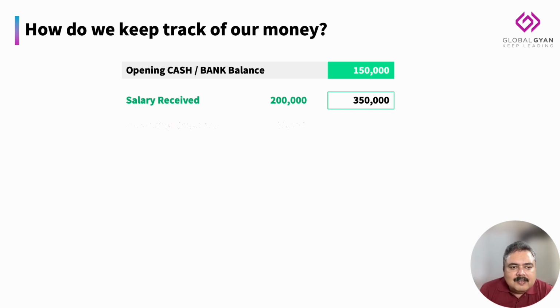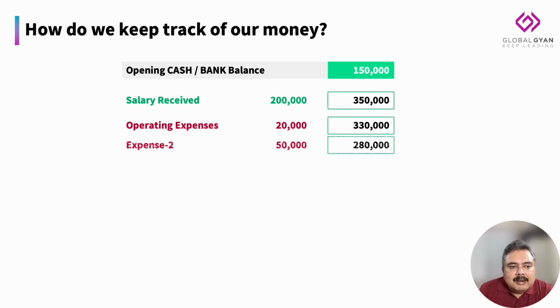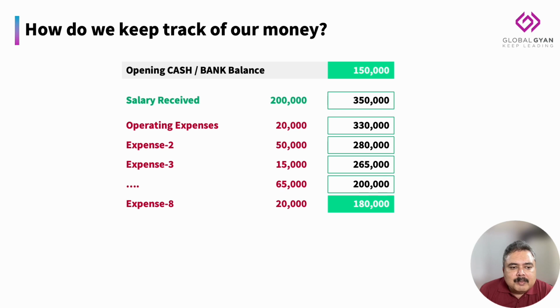And as the month progresses, you make some operating expenses for your house, maybe rent or something, and then you spend some more on other expenses. And as you keep spending, your bank balance keeps reducing. And at the end of the month, you look at the balance in your account and say, okay, I began with 150, and the month has ended with 180. So I've earned a net savings of 30,000. That's what I've made. Net of all my expenses, 30,000 is my profit for the month, as it were.